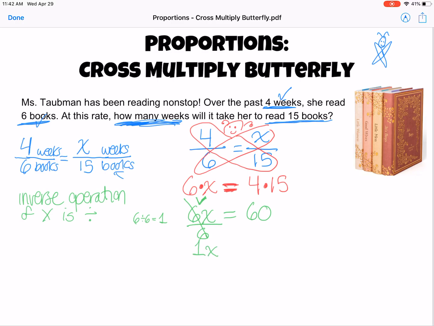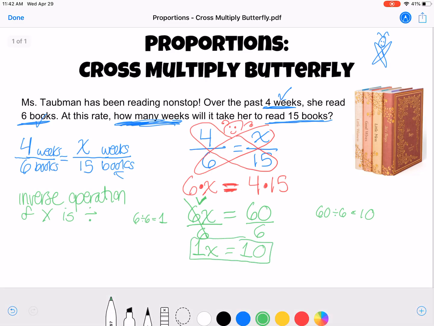But in order to keep this proportional or equal, if I do something to my left side, I have to do it to my right side as well. So I'm going to have to divide my right side by the same exact thing, by 6. And 60 divided by 6, you can do some scrap work, put this in a calculator, we're going to get 10. So now I know that 1x equals 10.